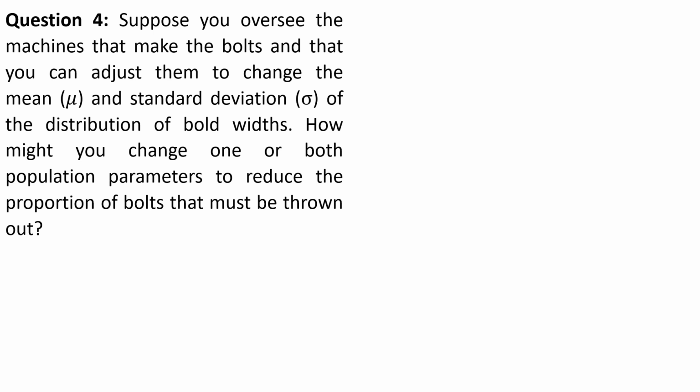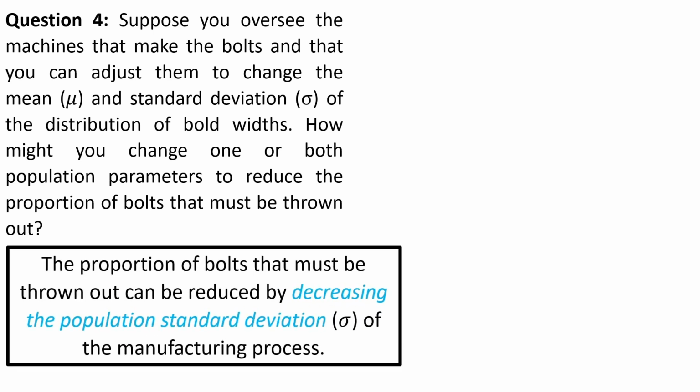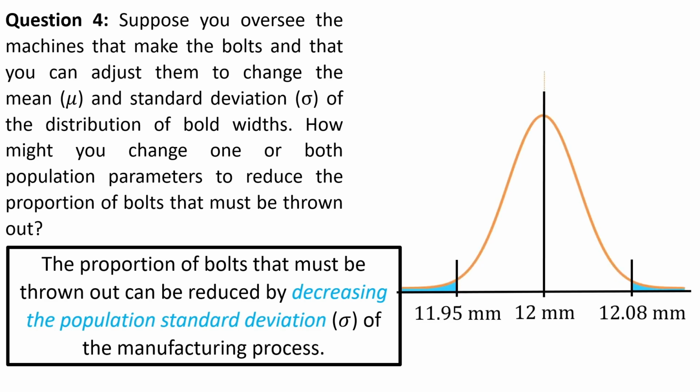The answer is just this. You just need to reduce the variability in the manufacturing process. And how do you do that? You reduce the standard deviation. So the proportion of bolts that must be thrown out can be reduced by decreasing the population standard deviation of the manufacturing process. Here we have the current normal model for the manufacturing process. If we take this distribution and reduce its standard deviation, this orange distribution is going to get skinnier and taller, maybe something like this. You can see the gray distribution, the area in those two tails is now smaller, which means the proportion of bolts you have to throw out is less than what it was before.